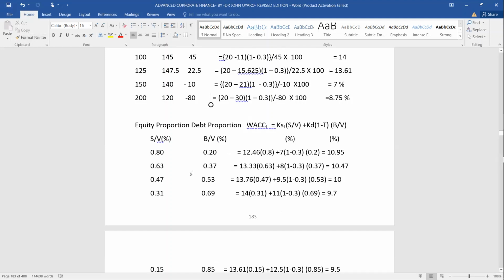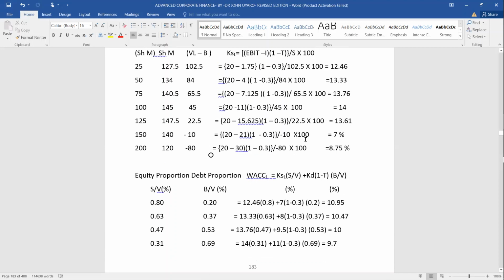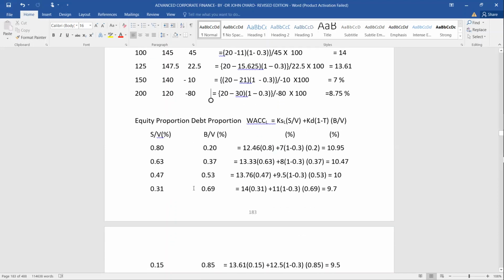Okay. Overall cost of capital. Cost of equity tumepata 13.33, hii ndio tumepata hapa juu, times proportion of equity 0.63 plus pre-tax cost of debt, hiyo tumepeana 8 times 0.7 times that. Does it give you 10.47?